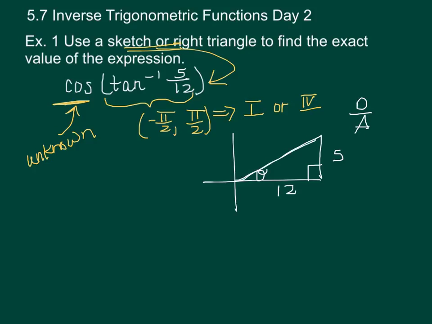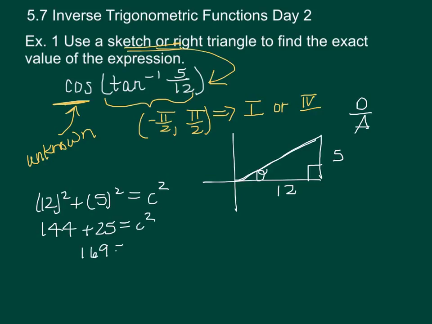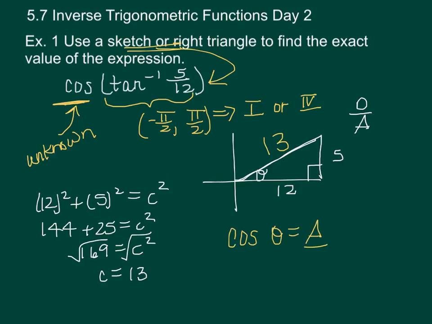We need the hypotenuse, so we use the Pythagorean theorem. And I'm just going to work it out over here, making sure I'm careful. So my hypotenuse is 13. Now we are really looking for cosine theta, which is adjacent over hypotenuse, which is 12 over 13.